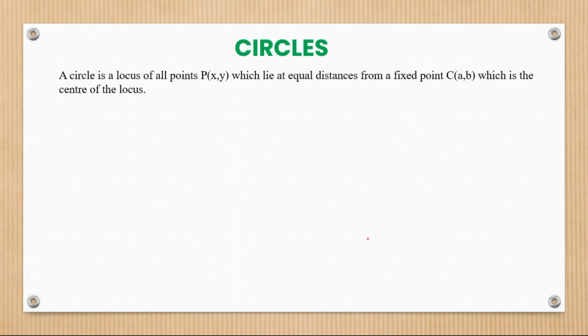A circle is a locus of all points P(X, Y) which lie at equal distances from a fixed point. That fixed point is what we call the center, and we're going to have the coordinates of the center as (A, B). A shall be representing the X value of the center, then B shall be representing the Y value of the center, which is the center of the locus. So this is how we can have it.